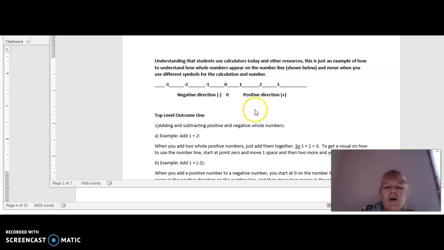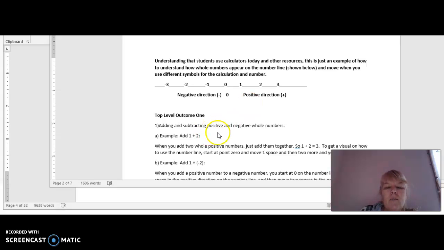As you can see from example 1, it says add 1 plus 2, which is obvious to most people. But if we look at the number line above, we have a 0, a 1, 2, and 3 to the right in the positive direction. And we have a -1, -2, and -3 to the left of the 0 in the negative direction. So we can add or subtract any positive or negative whole numbers.